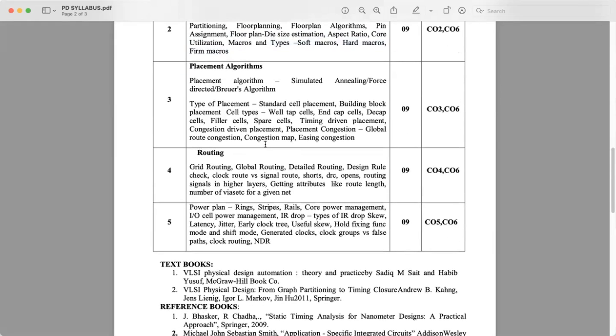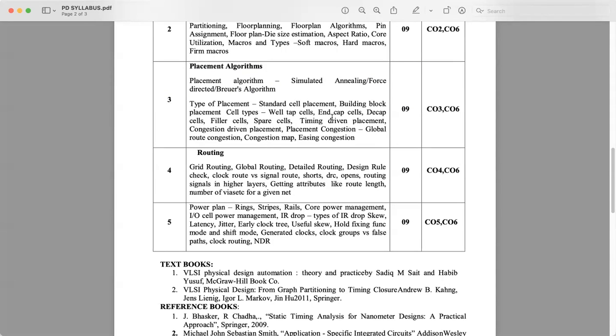Next, with respect to placement algorithms, we are going to look into simulated annealing, force directed, and Breuer's algorithm. So these are the 3 algorithms that we will be concentrating on with respect to placement. Then types of placement, is it standard cell? Basically, what's a standard cell? An FPGA can be considered as a standard cell, where you can have multiple things done on it.